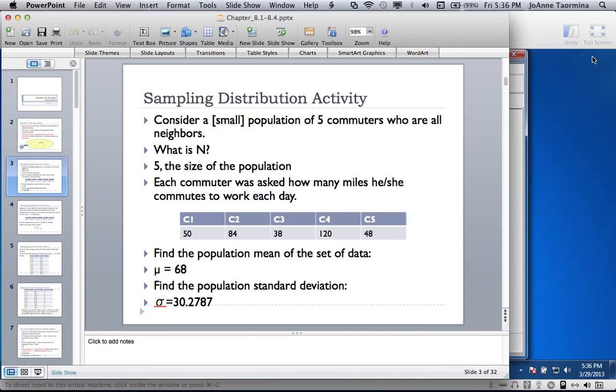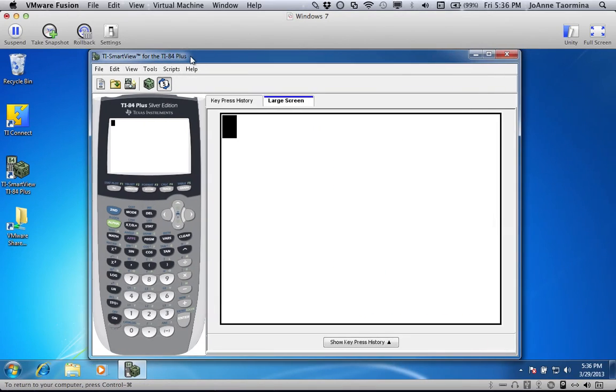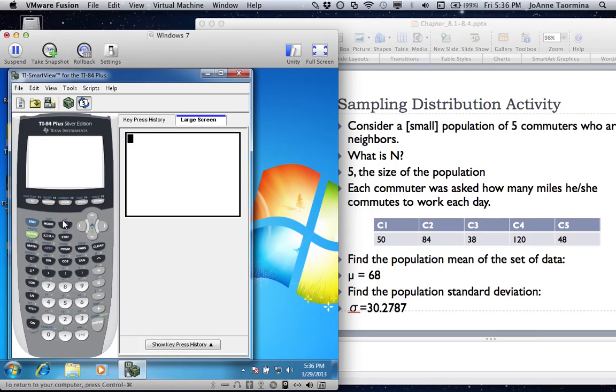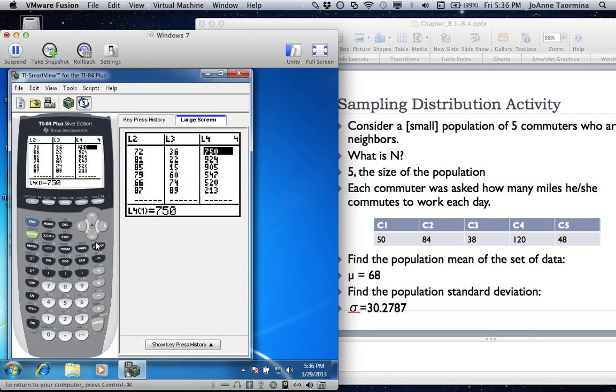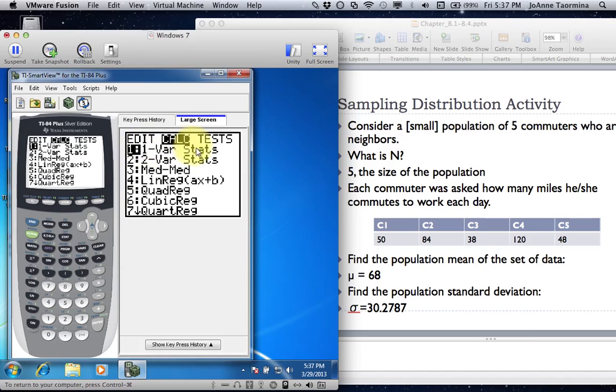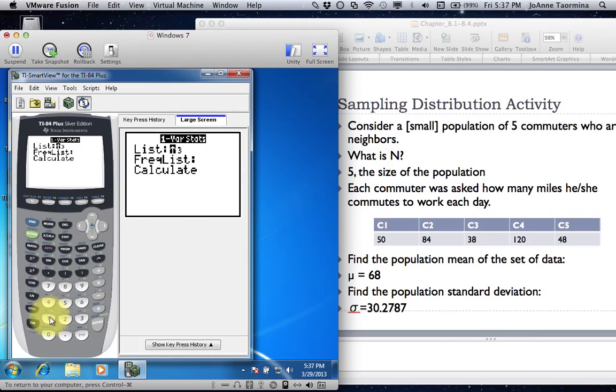So let's go to our calculator, and we're going to enter the 5 values into a list. I'm going to empty out list number 1, clear it out. Okay, so we'll enter in 50, then 84, 38, 120, and 48. Once the data is in a list, to find the standard deviation, we press Stat, over to Calc. 1-Var Stats is our function for finding the standard deviation, so hit enter. The list we're going to use is L1. Leave the frequency list blank, calculate, hit enter.